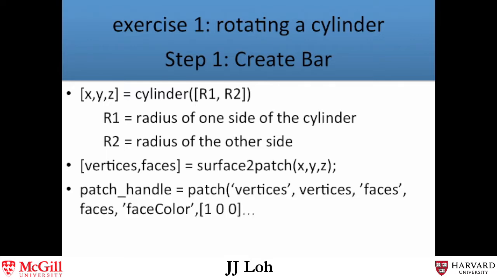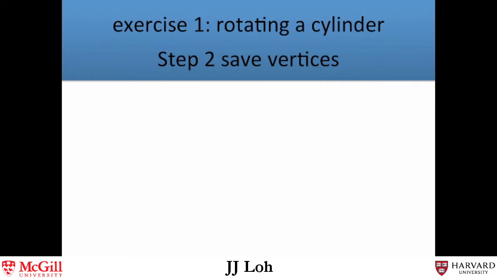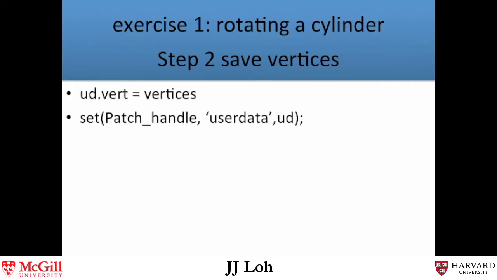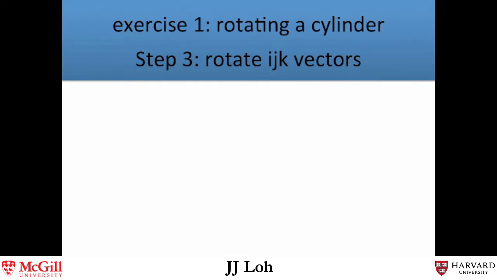Now in the local coordinate system the bar never moves, and we must save the vertices somewhere. I usually save them in the user data of the object so that I don't have to keep track of which vertices go with which object. So I create a variable called UD, and I save the vertices in a branch of UD as ud.vert.